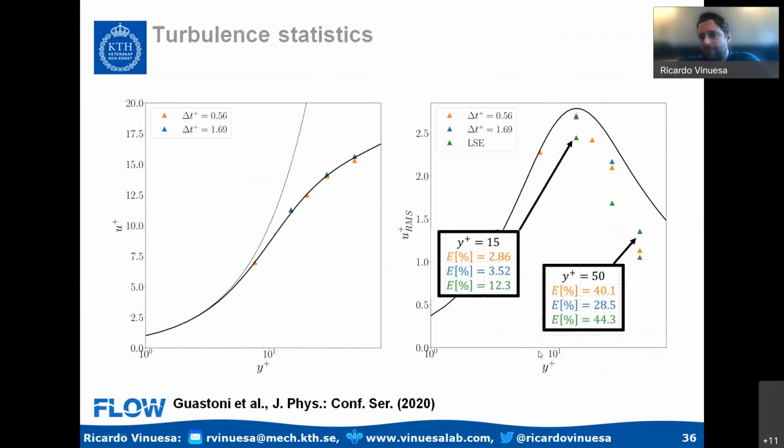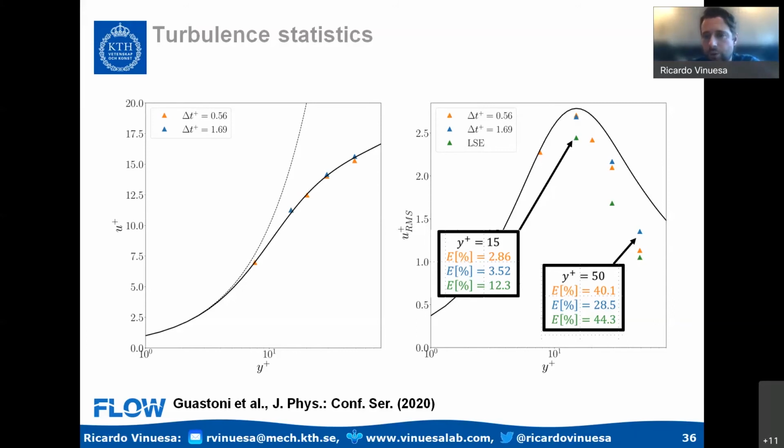And what I'm showing now, on the left is the mean flow. On the right is the streamwise velocity fluctuation profile. The black lines are the reference. And if we look at the fluctuations, we will see that the green triangle is the linear method. The linear method is exhibiting large errors everywhere. And the orange and blue are the two neural network cases for different time steps.